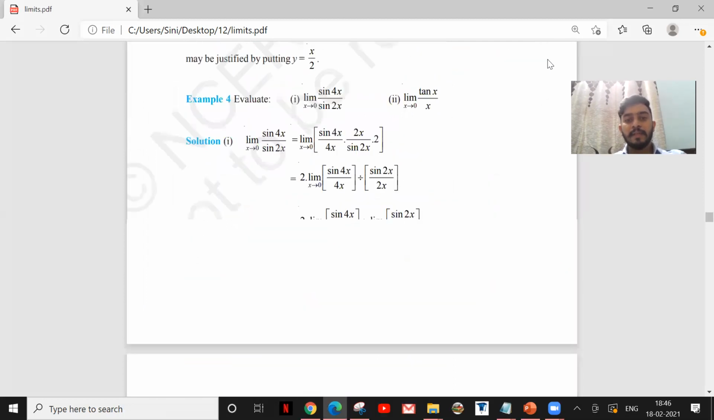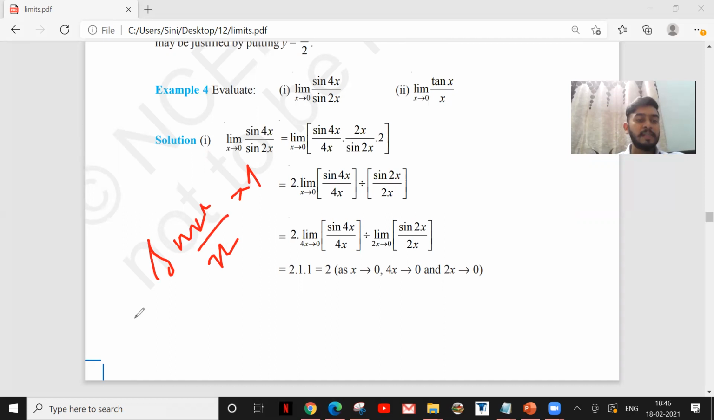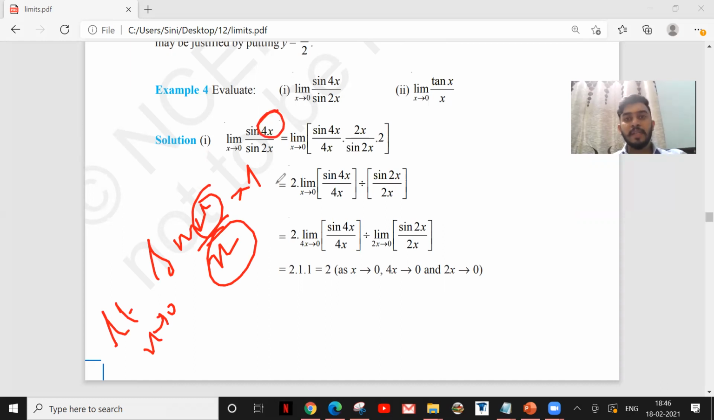Now let's see this thing. We only know the formula: limit x tends to 0, sin x by x is equal to 1. So x and x, same, right? So similarly, if it is 4x and 4x, limit x tends to 0, sin 4x by 4x is equal to 1. In the sense, this is equal to 1.